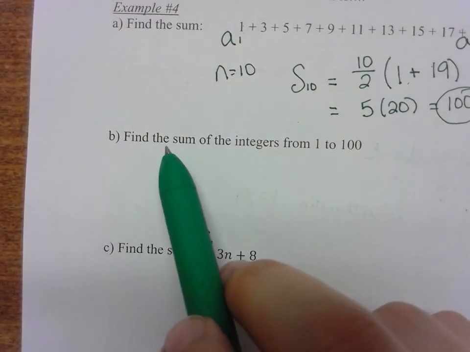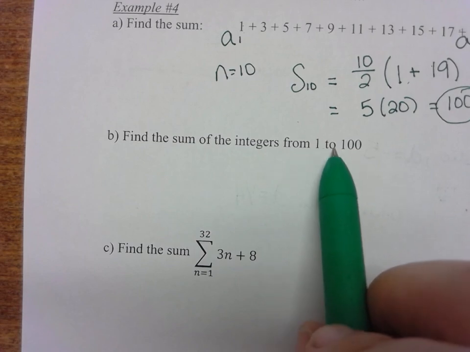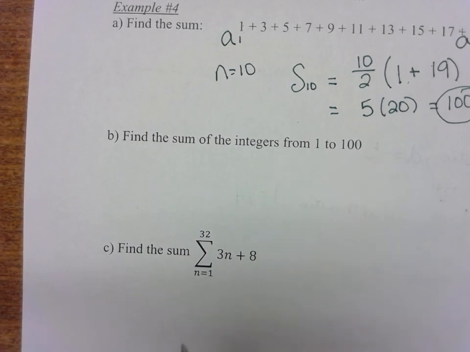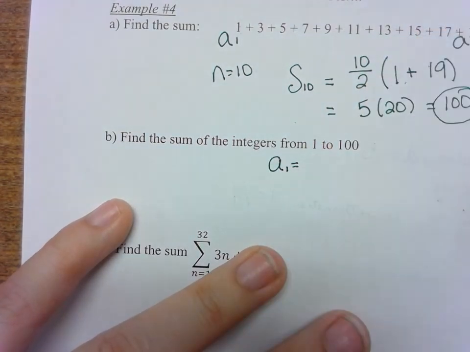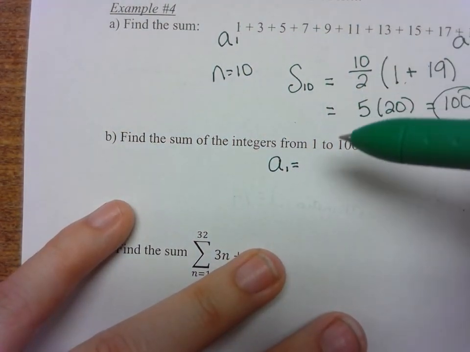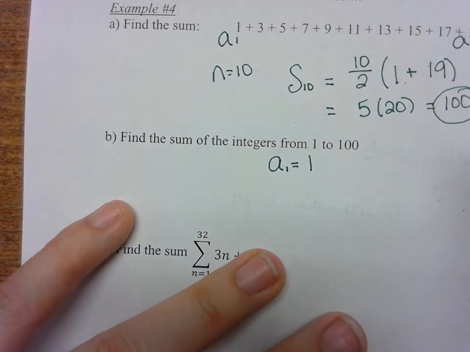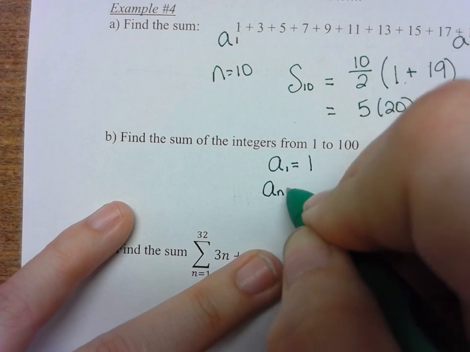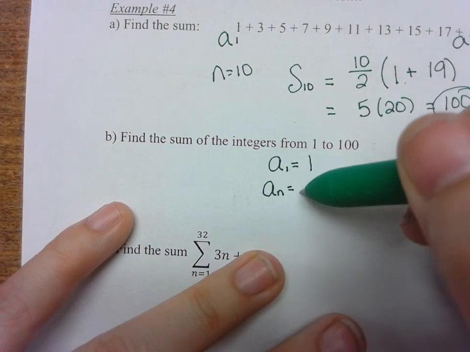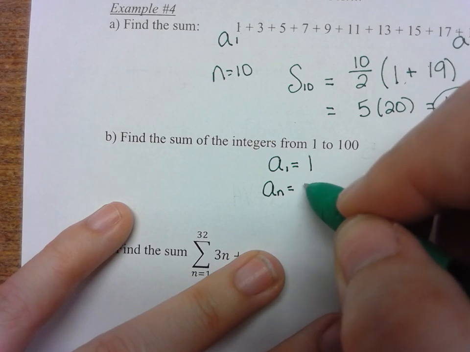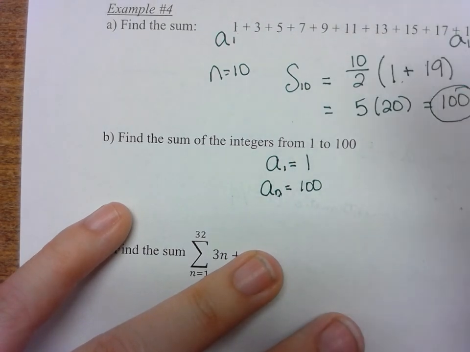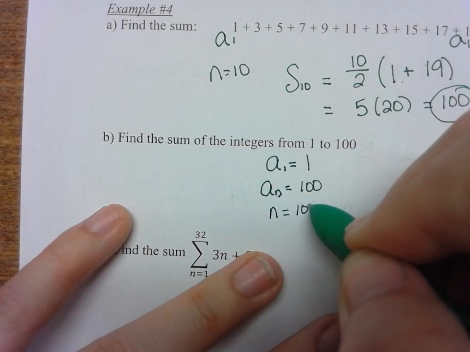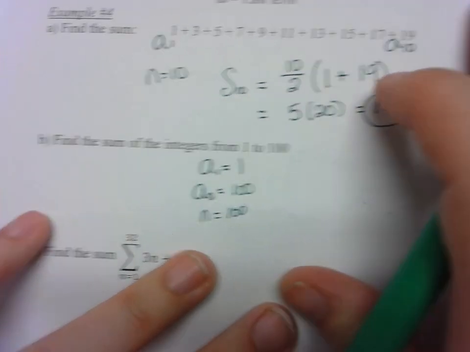Find the sum of integers from 1 to 100. Thinking through this, what would my a sub 1 be? Well, a sub 1 is the first term, so that's going to be 1. What would be my a sub n, my nth term? Well, a sub n is going to be our last number, 100. But what is n in this case? How many numbers are there from 1 to 100? Well, 100. Once we have all of those pieces, we can plug this in.